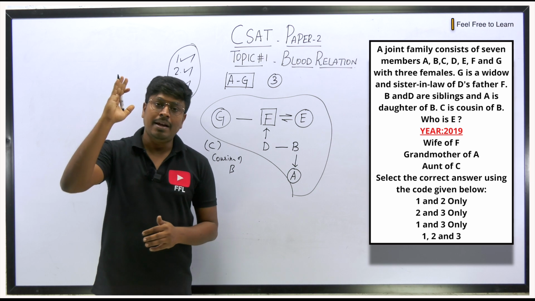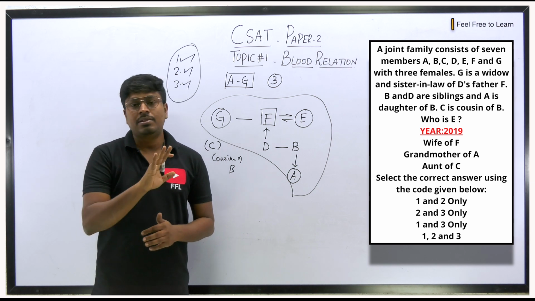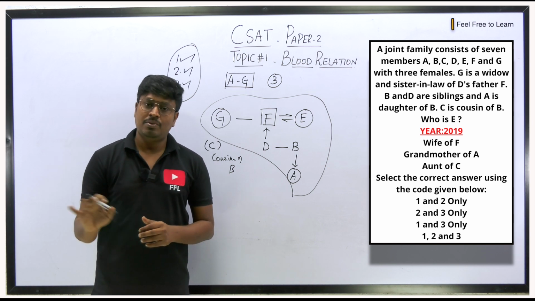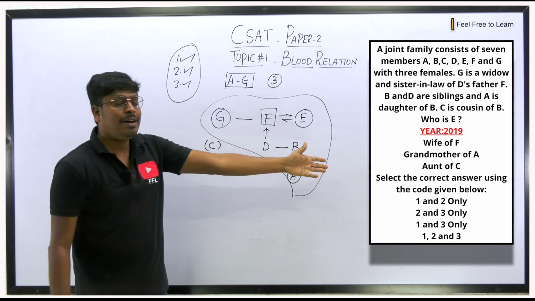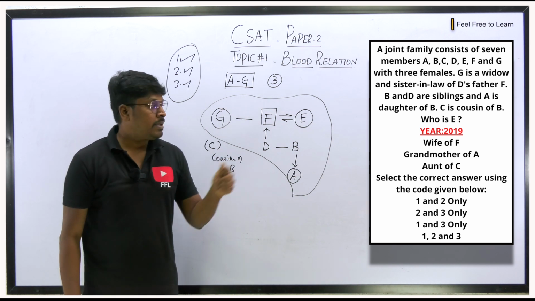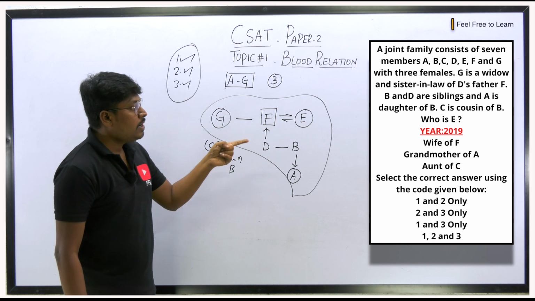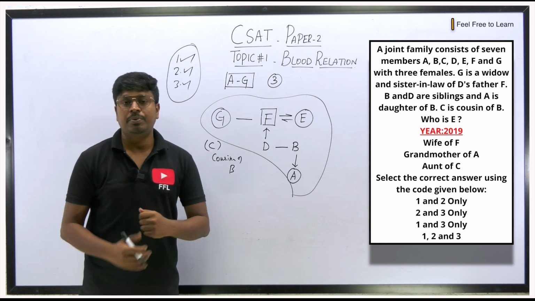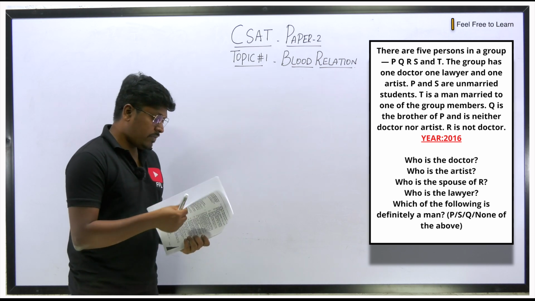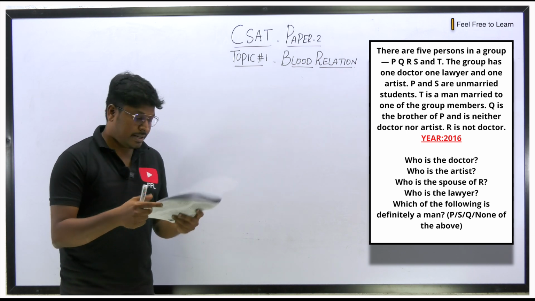Even if you solve 100 to 500 questions, that is not at all a problem, until and unless you are strong in the basics. If you are strong on the basics, then even if they ask an odd level question in the blood relation, you can easily crack the question, right? So this is the question they have asked in the 2019 CSAT paper 2 exam. Here is another memory based question, and this was from the year 2016, a blood relation question.